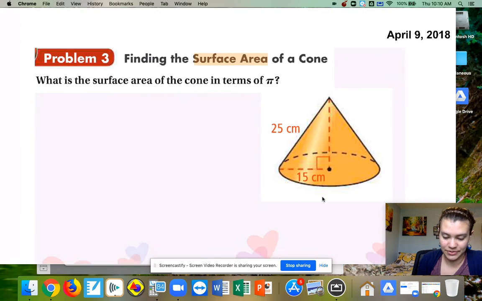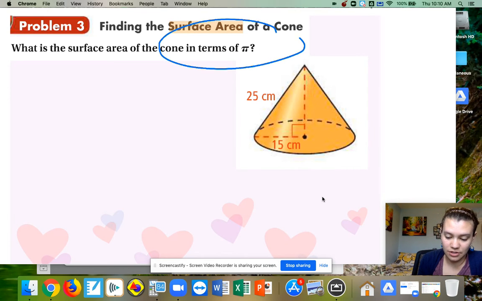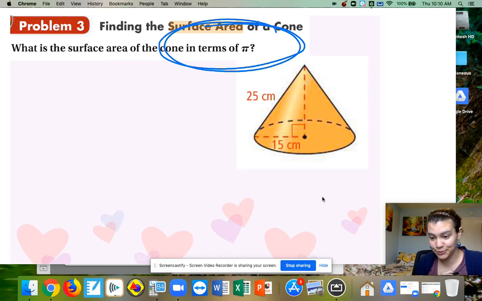Two more examples. So if we're going to find the surface area of this cone in terms of pi, so you want to leave your answer in terms of pi. If it doesn't specify, it's up to you. I don't care if you leave it in terms of pi or put it in a decimal, but it will usually tell you which one it wants, especially on Math Excel.